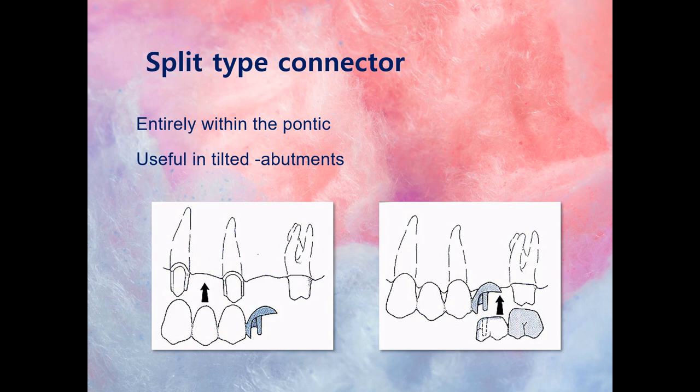So this is the mesial segment with a distal arm, and this is the distal segment with the keyway that fits into this shoe. While cementing, the mesial segment has to be placed first, followed immediately by the distal segment, and no cement should be placed between the two segments of the pontic. So this is the split type connector.